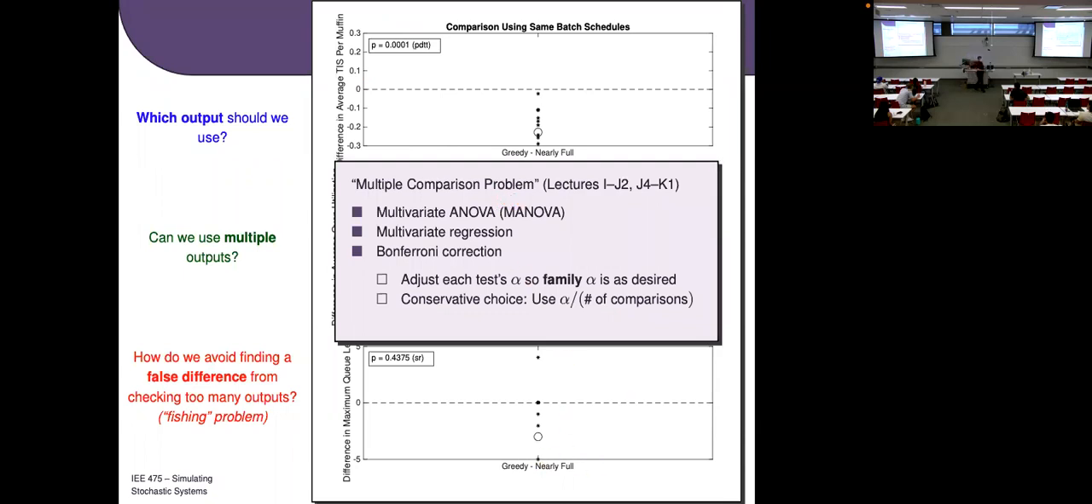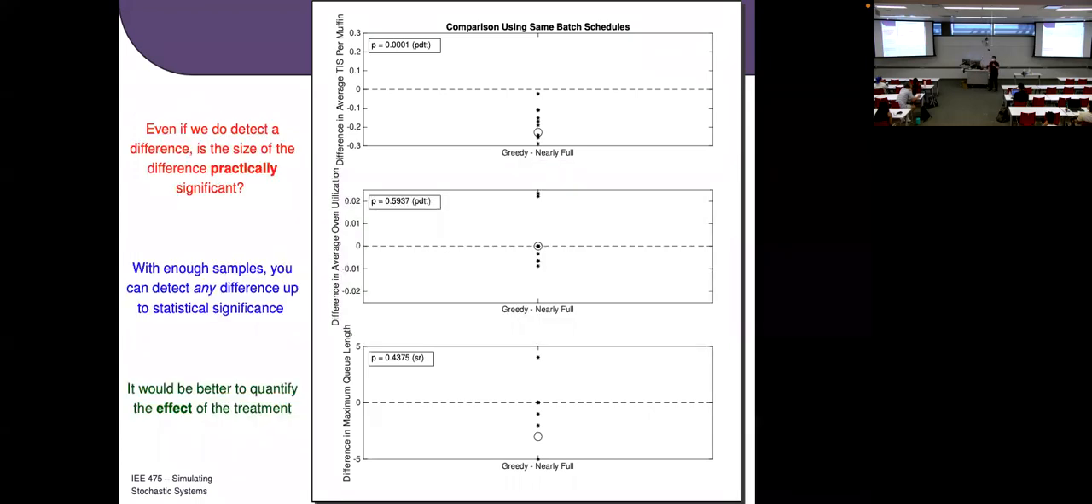So in these sims, you're often going to have multiple outputs, and I'm just warning you now, you cannot simply take whatever output looks best and use it as your output. You have to consider every single output together before you do your stats and collect them together. The other thing that I want to point out here is that even though we detected a statistically significant difference in one of these quantities, it's not necessarily practically significant.